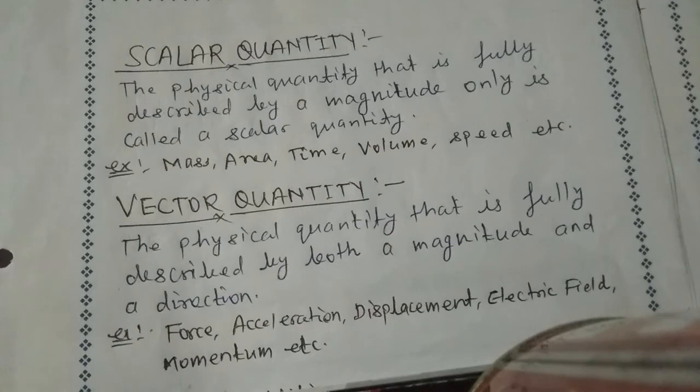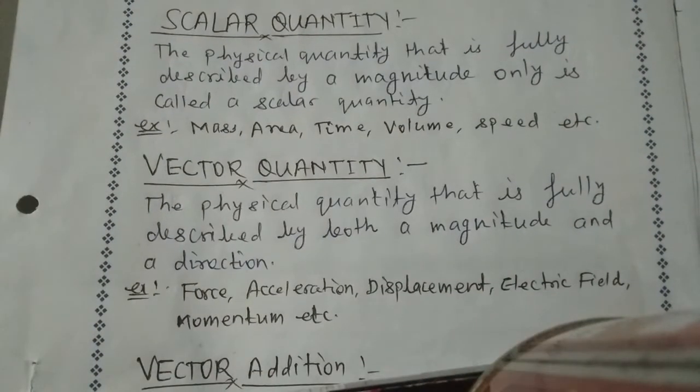Okay, so next is vector quantity. What is vector quantity? The physical quantity that is fully described by both a magnitude and a direction. That means here we need a direction also. For example, force, acceleration, displacement, electric field, momentum, etc., and many more.